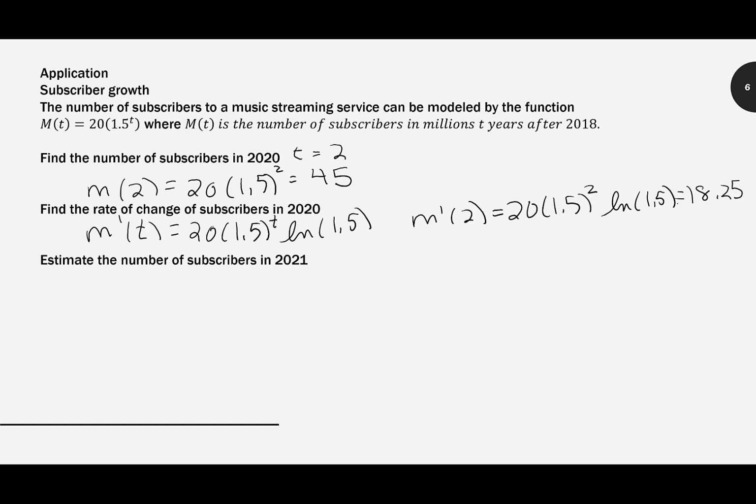Then the third thing says estimate the number of subscribers in 2021. Well, we know that in 2020 we had 45 subscribers, and then we found out how the number of subscribers is changing, and it's increasing by 18.25. So we want to write plus 18.25. This will give us 63.25. So the thought here is the rate of change, which is the derivative, tells us if it's increasing or decreasing and by about how much.